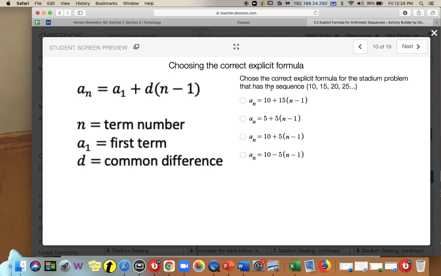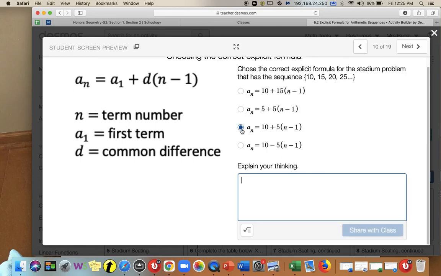So let's choose the correct explicit formula for the stadium problem. So the first term is 10, so we're looking for which one has a first term of 10. And it could be this one, or this one. And then what is it doing? It's going up by 5 every time, and that's the common difference. So it has to be this one right here. So we're starting at 10 rows.